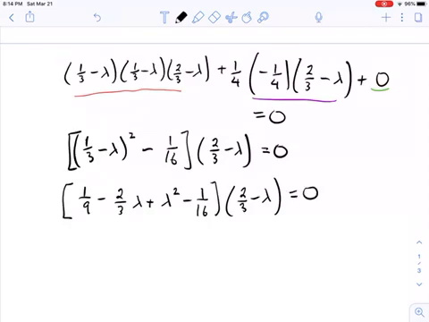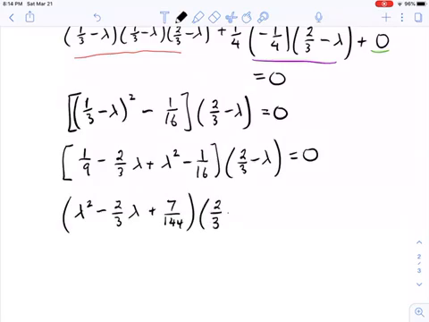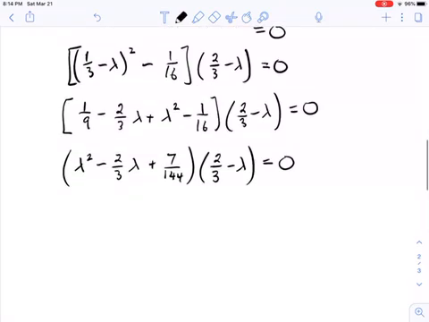And then a 9th minus a 16th, if you put that over a common denominator, comes out to be 7 over 144. So we get lambda squared minus 2/3 lambda plus 7 over 144, and then we have 2/3 minus lambda is equal to 0. Okay, and so the goal is to find the values of lambda that make the left-hand side equal to 0.